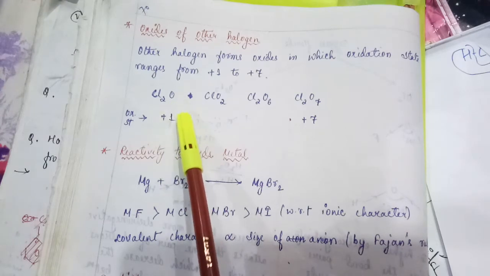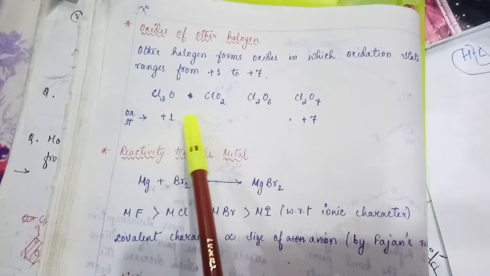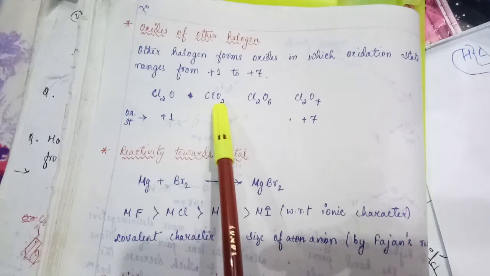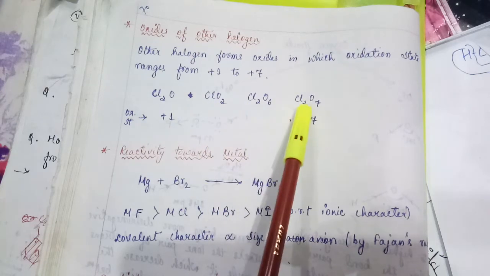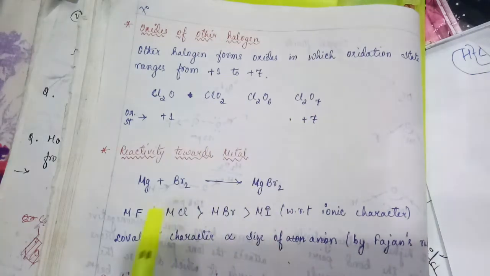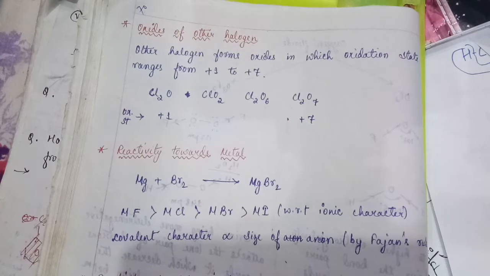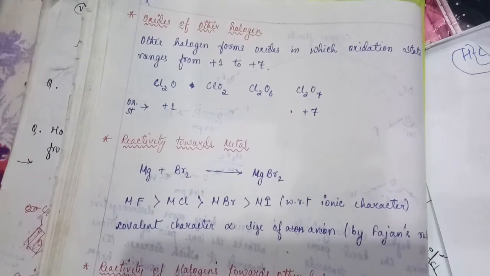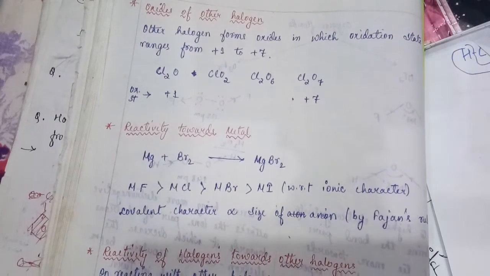Now here the oxidation state comes to +1. Here it will be +4. There is +6, and this one is +7. So there are different oxidation states from +1 to +7. The halogens can form oxides.